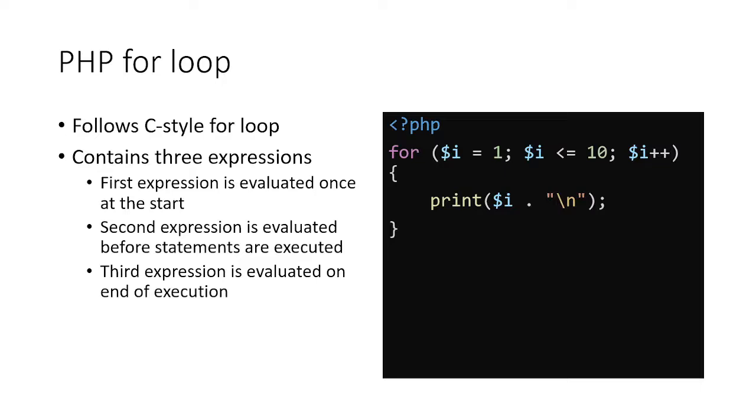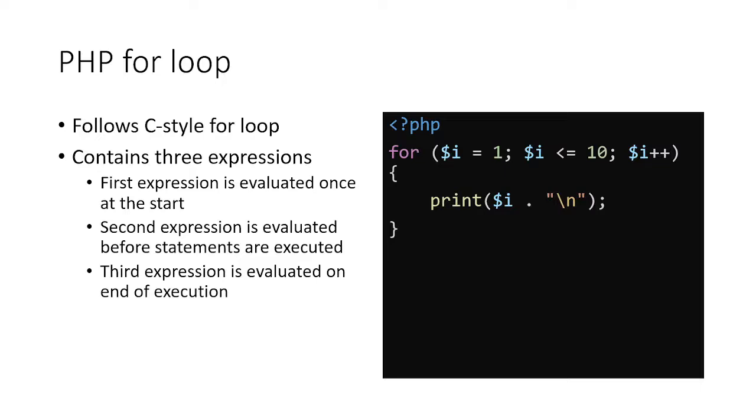So a for loop is basically the same as a C style for loop. It has three expressions. The first expression is evaluated once. In this case, we say that we want variable I to start as 1. And then the second expression is evaluated before statements are executed.